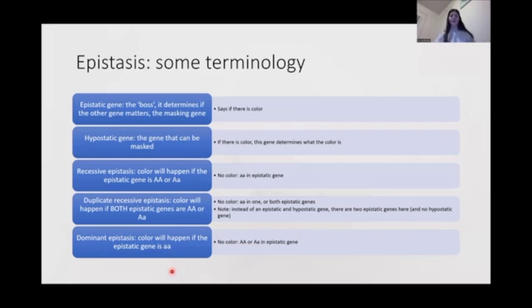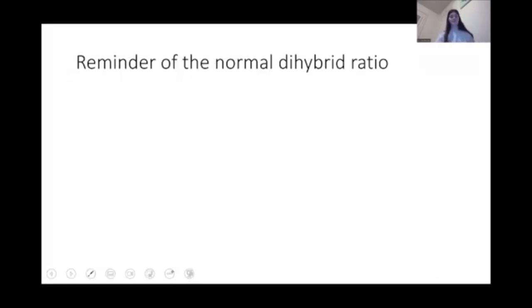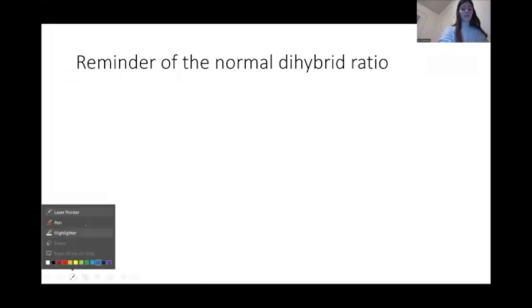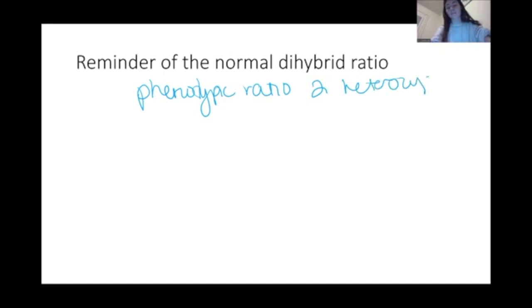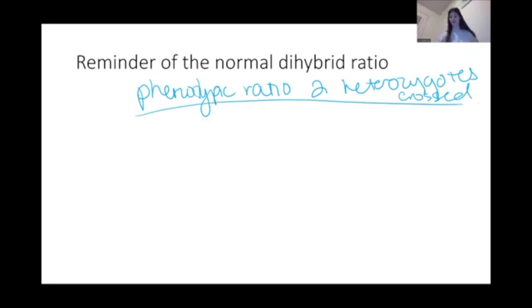All right, so now we're going to go into a couple drawings to try and see if we can derive the ratios and make this little chart make a lot more sense, because I know it was a lot at once. Before we do that, I'm just going to remind you guys of your normal dihybrid ratio. Remember, this is the phenotypic ratio for two heterozygotes crossed. Okay. So this is our wonderful 9:3:3:1.